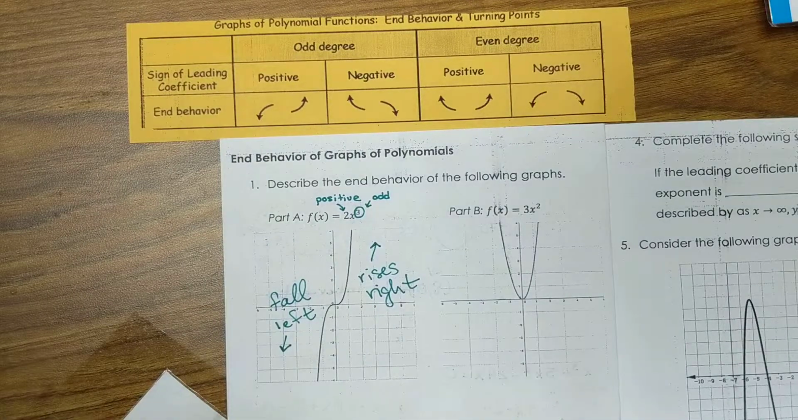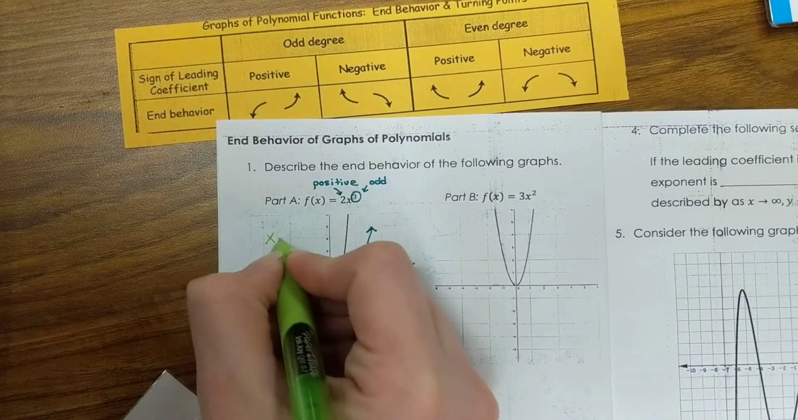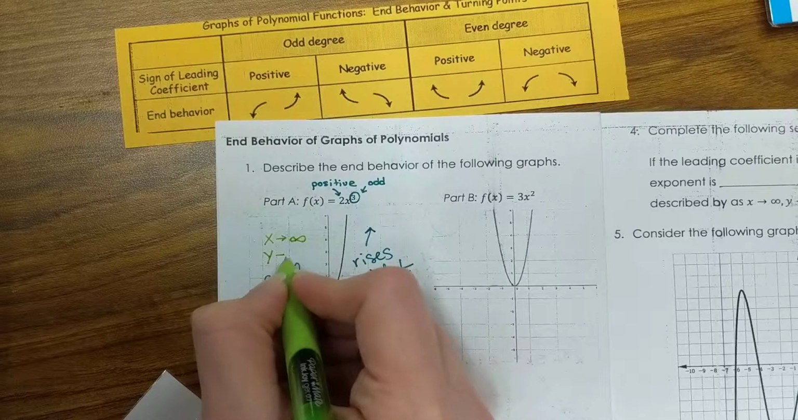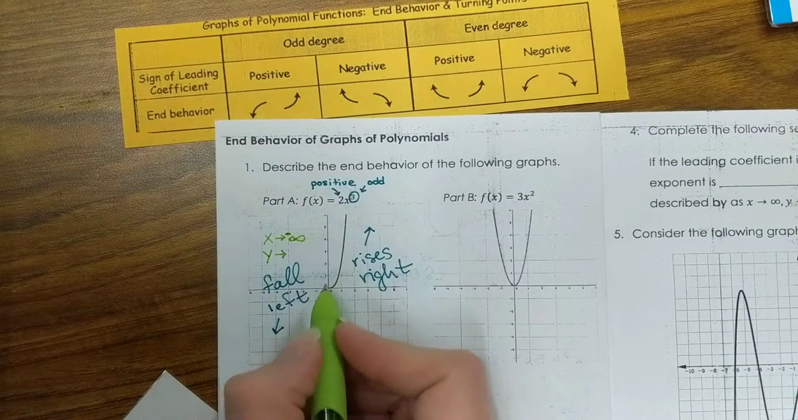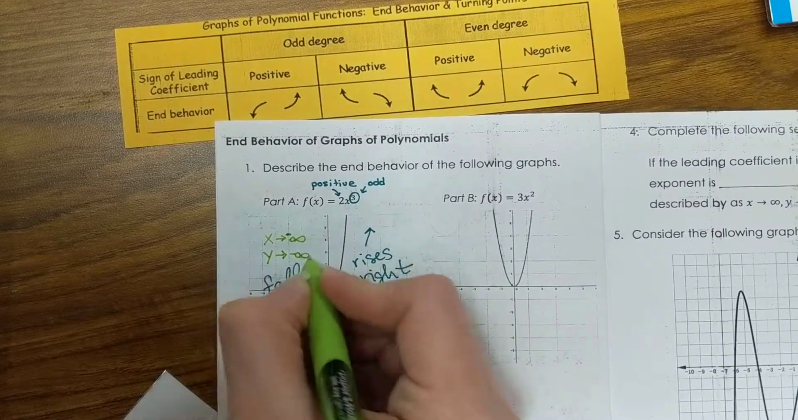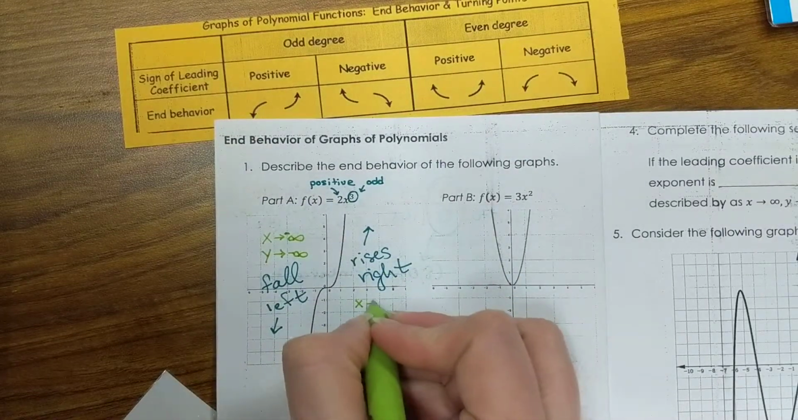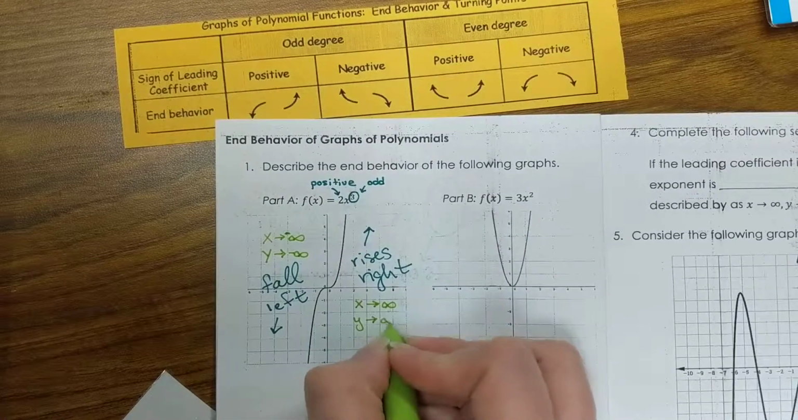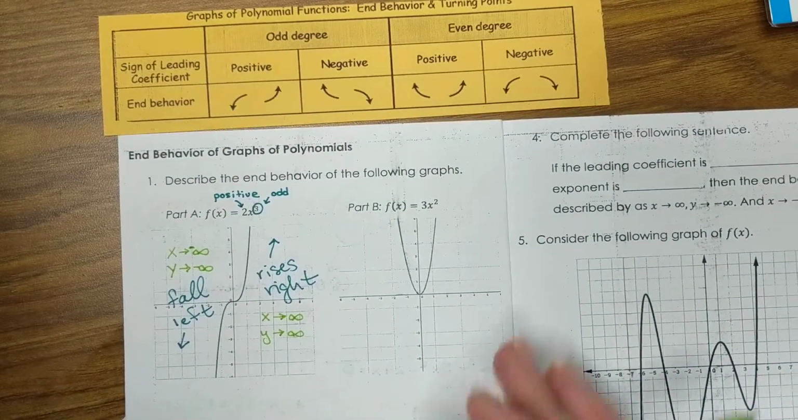Now we talked about another way to write what this means. Remember, when x goes towards negative infinity, y is also going to negative infinity because it's falling down. Now on this side, as x is going towards positive infinity, so is y, because it's rising, it's going up.